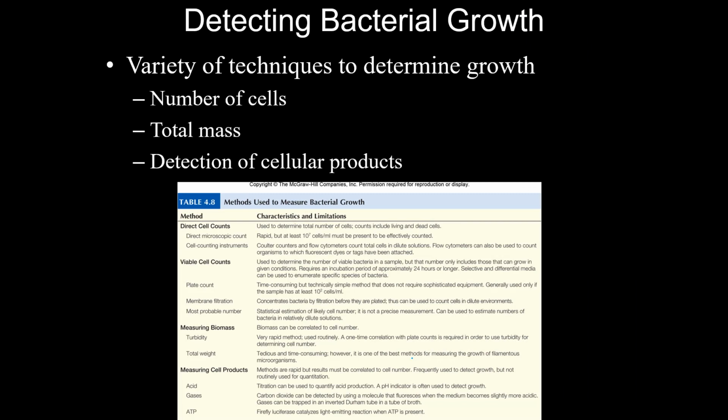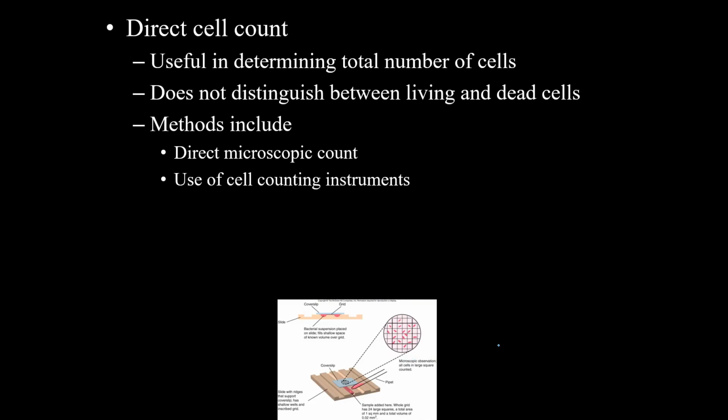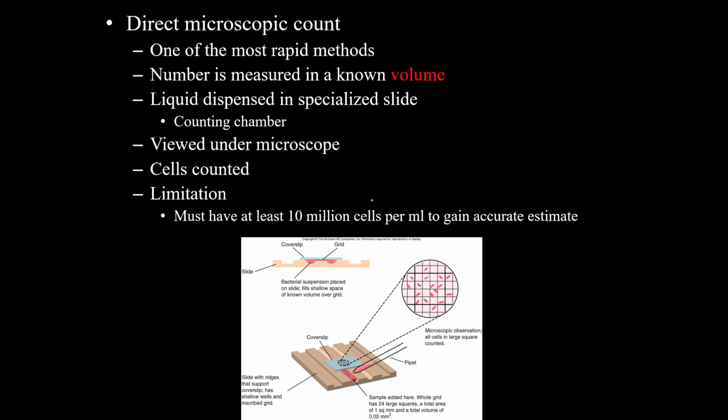All right, next up we're going to talk about different ways that you can count how many cells might be present in a sample to see how contaminated something might be or how much growth is actually present on a particular medium. This table is kind of what we're trying to recreate in the little table that I gave you in the notes. For direct microscopic count, here's what you need to know.